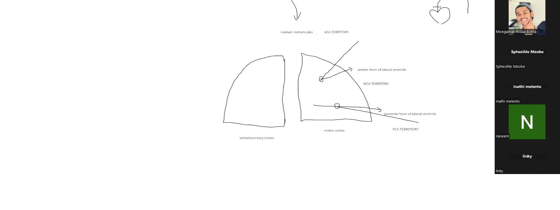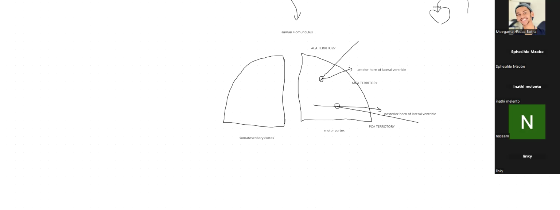Now, depending on which territory the infarction is, or where the stroke actually happens, it will affect certain parts of the body. So that's just to indicate the territories. You get your ACA territory, your MCA territory, and PCA territory. And between those territories, you have the cortical border zones.